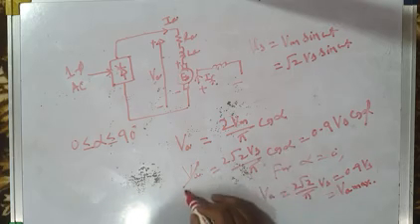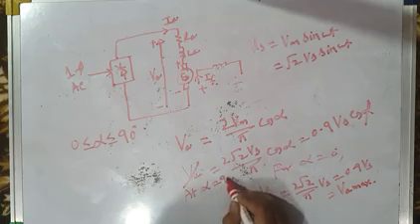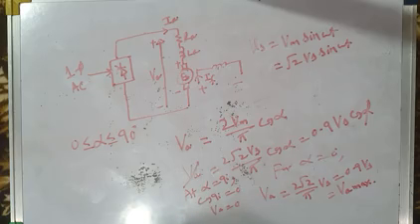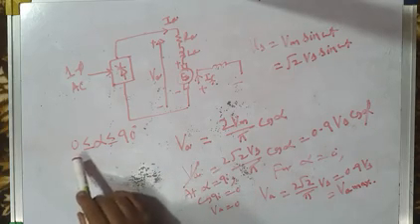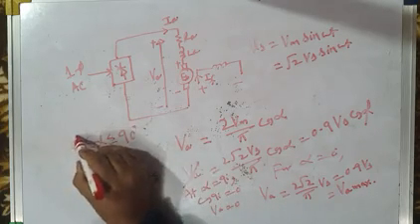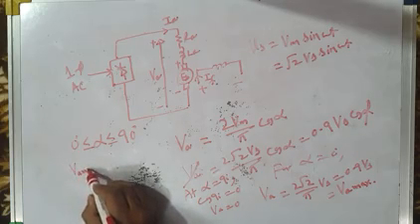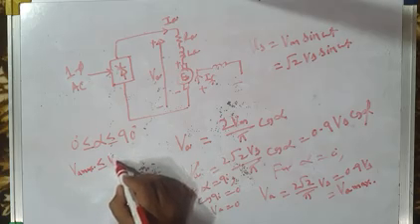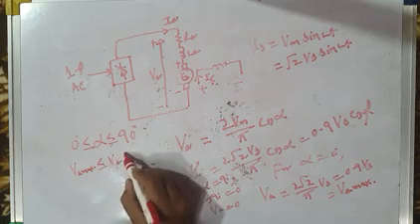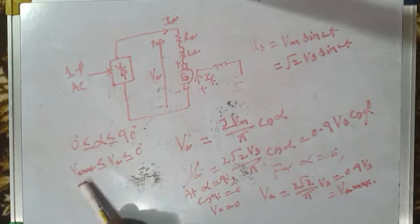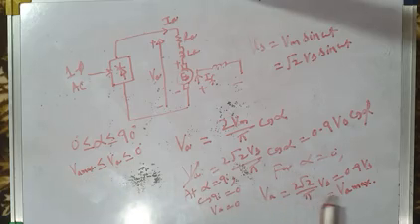till at alpha equal to 90 degrees. What happens? At alpha equal to 90 degrees, cos 90 degrees is 0, so the average output voltage is 0. Therefore, when you vary the delay angle or firing angle from 0 degree to 90 degrees, you get average output voltage from Va max down to 0. That means for alpha equal to 0 degree, the average output voltage is maximum, Va max, which is given by 0.9 Vs. We have already seen that here.